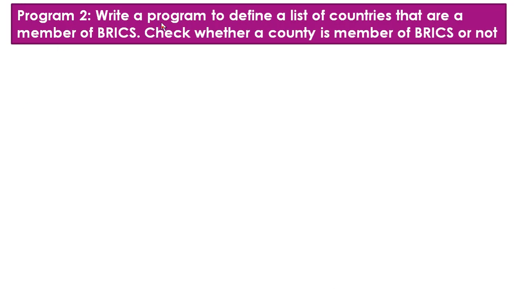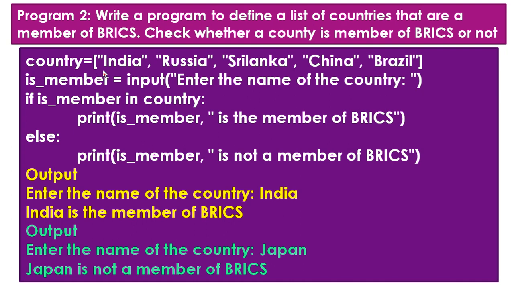Second program: write a program to define a list of countries that are members of BRICS. BRICS means B for Brazil, R for Russia, I for India, C for China, S for South Africa. The 5 countries are in the form of BRICS. Check whether a country is a member of BRICS or not. Here in this example, country equals India, Russia, South Africa, China, Brazil. This is the list of countries. Each member is a variable.